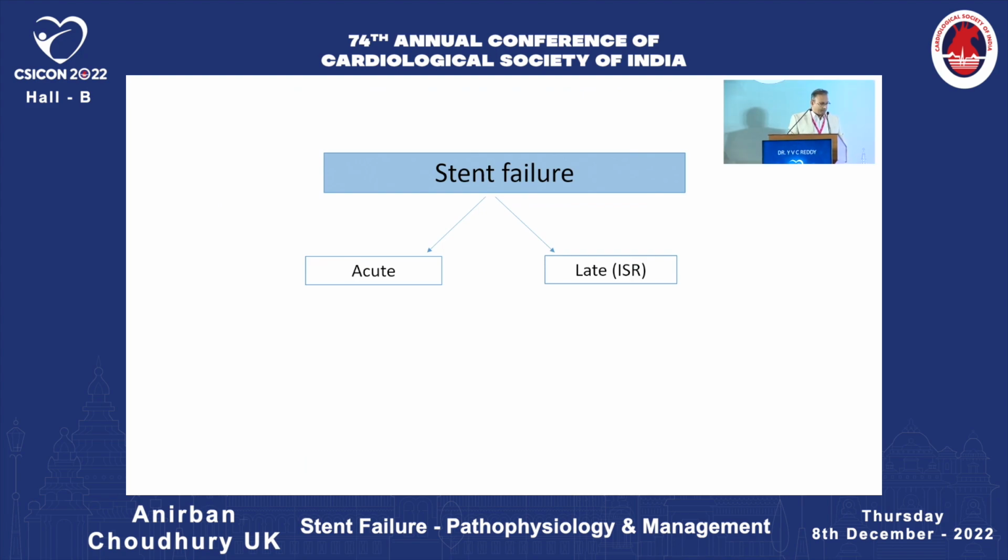Well, it's a big topic if you have to cover everything because stent failure can be acute and late. And we often use the word ISR for late stent failure. So for the practicalities, I've mostly concentrated on ISR rather than the acute stent failure. The stent failure acutely is usually a mechanical problem, what went wrong during the index PCI, and occasionally because the patient is not taking the tablets, and very rarely because of lack of response to antithrombotic therapy.